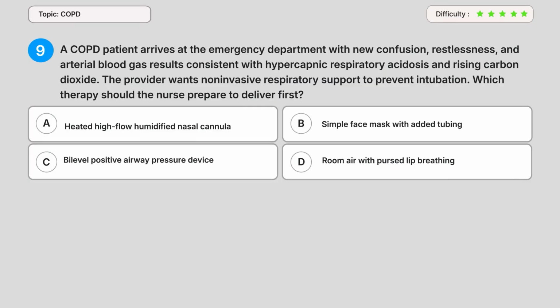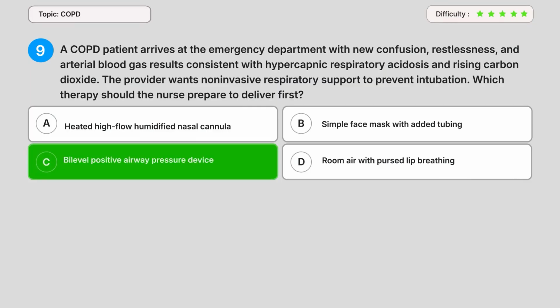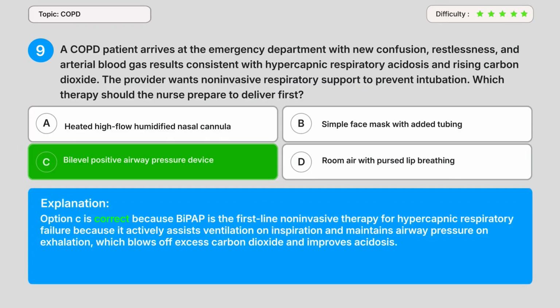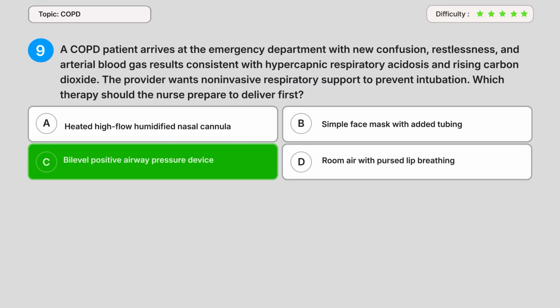Correct answer. C. B-level positive airway pressure device. BPAP is the first-line non-invasive therapy for hypercapnic respiratory failure because it actively assists ventilation on inspiration and maintains airway pressure on exhalation, which blows off excess carbon dioxide and improves acidosis.